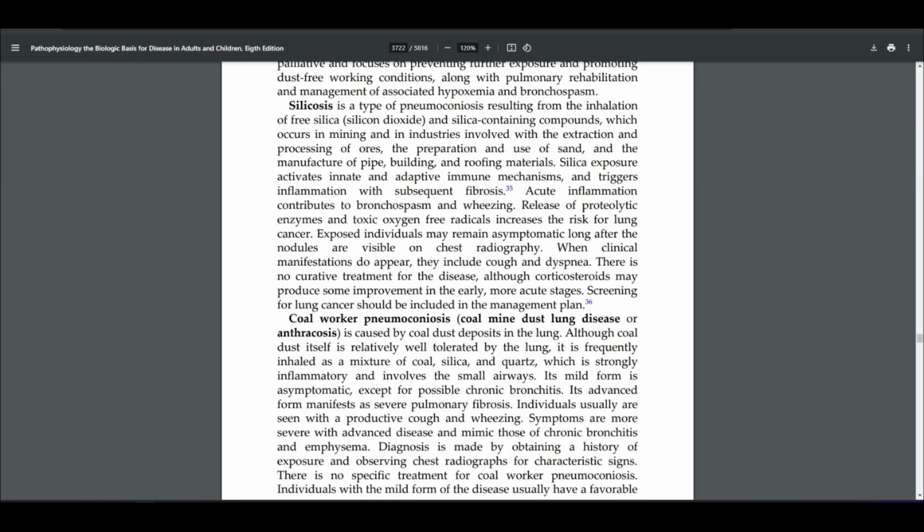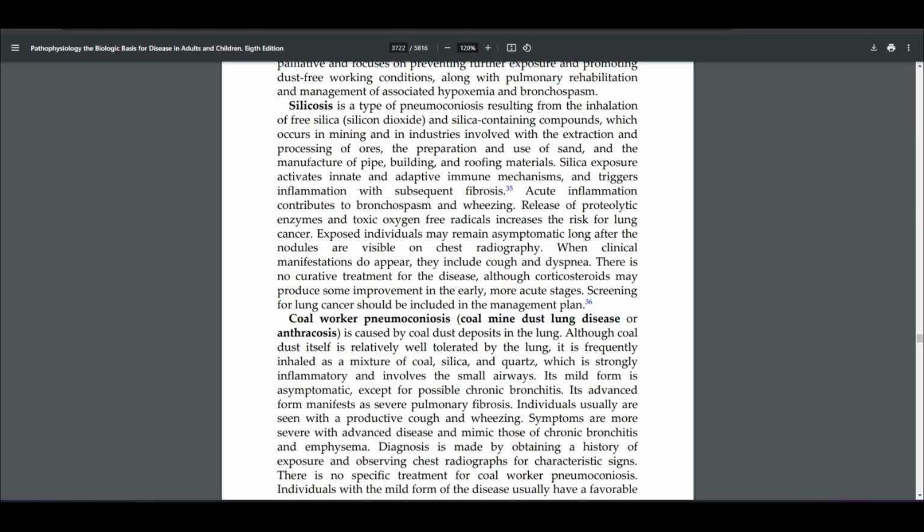Silicosis is a type of pneumoconiosis resulting from the inhalation of free silica, silicon dioxide, and silica-containing compounds, which occur in mining and in other industries involved with the extraction and processing of ores, the preparation and use of sand, and the manufacture of pipe, building, and roofing materials. Silica exposure activates innate and adaptive immune mechanisms and triggers inflammation with subsequent fibrosis.